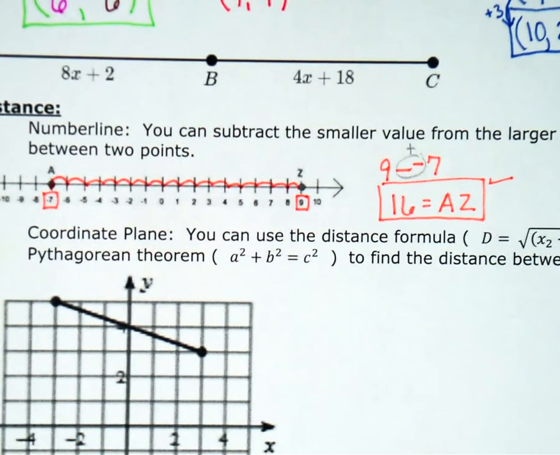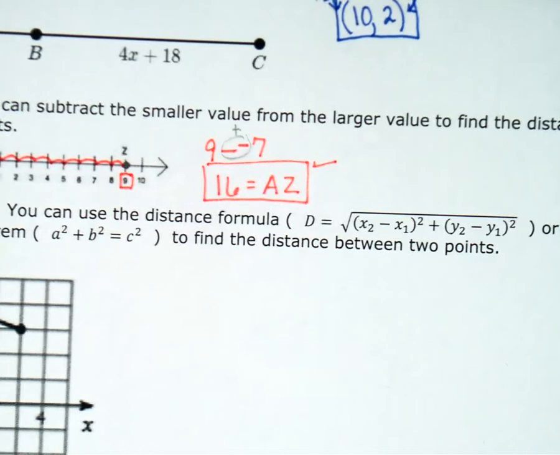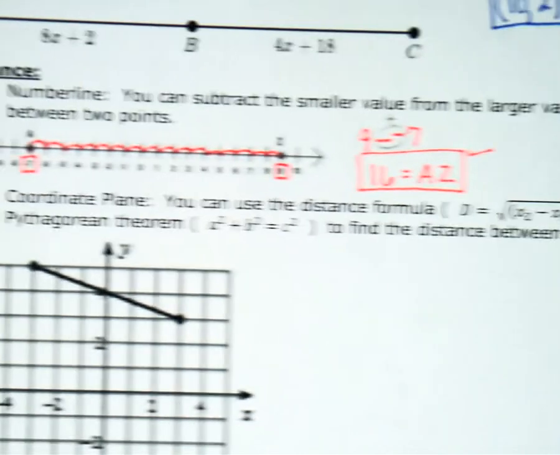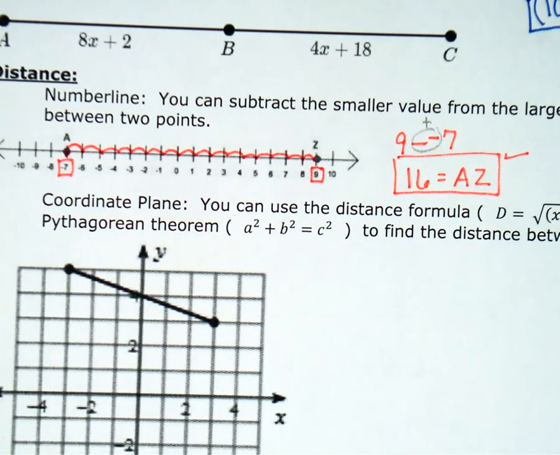Okay? On a coordinate plane, you have two options. You can use your distance formula, d equals the square root of (x2 minus x1) squared, plus (y2 minus y1) squared, all of that under the square root. Or you can actually apply the Pythagorean theorem, a squared plus b squared equals c squared, to find the distance between the 2 points.